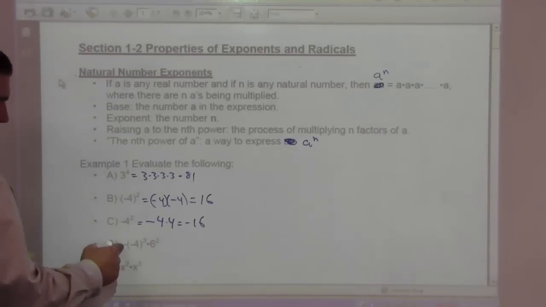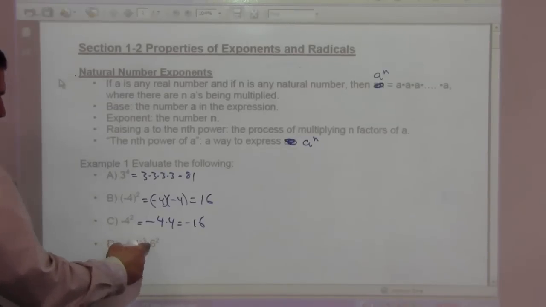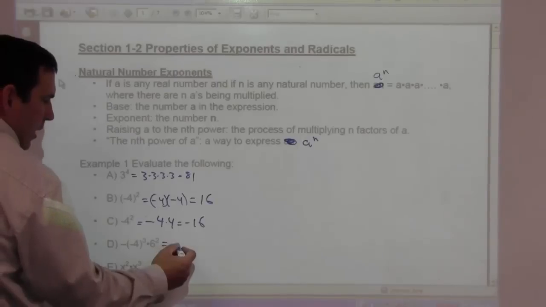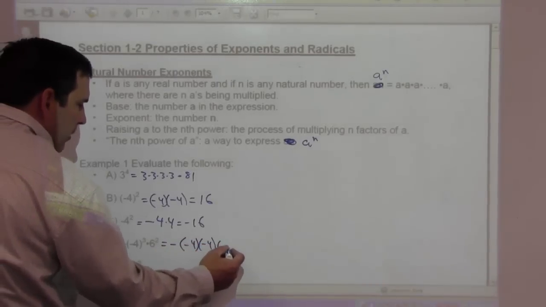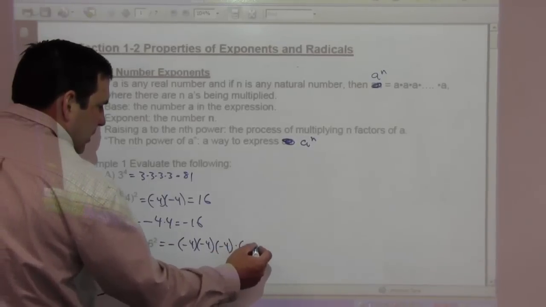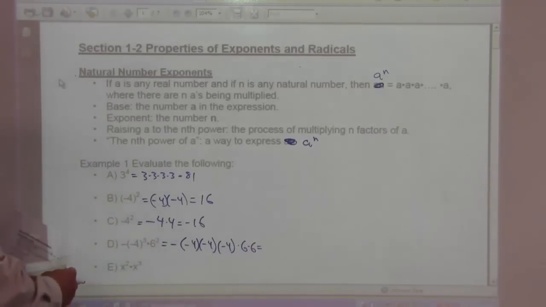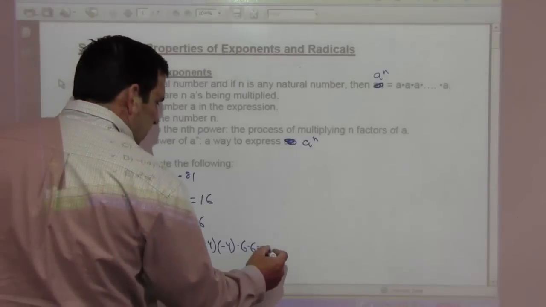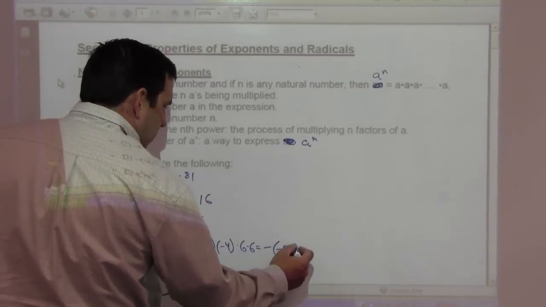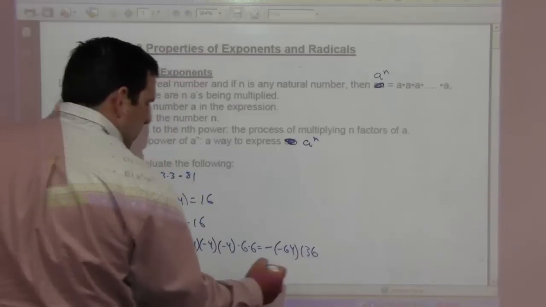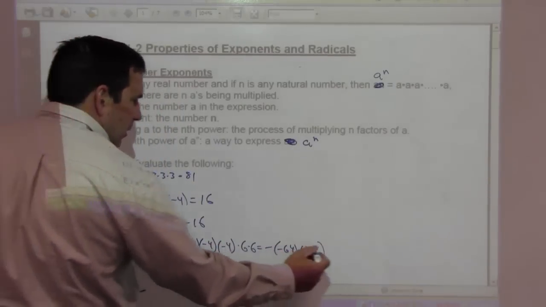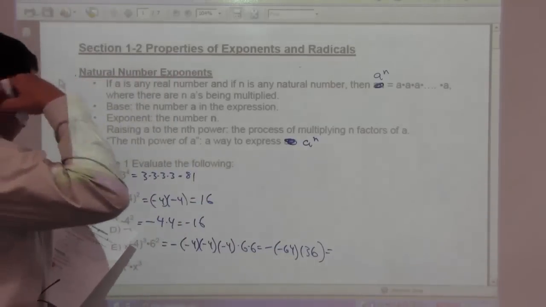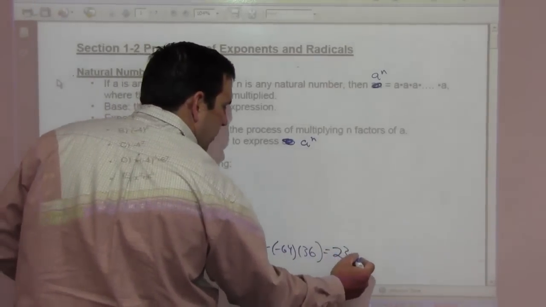Next one, the negative of negative 4 to the 3rd power times 6 squared. That's the negative of negative 4 times negative 4 times negative 4, times 6 times 6. That's going to give us the negative of negative 64 times 36. Negative 64 from that part, 36 there. The double negative is going to cancel, so it's 2,304.